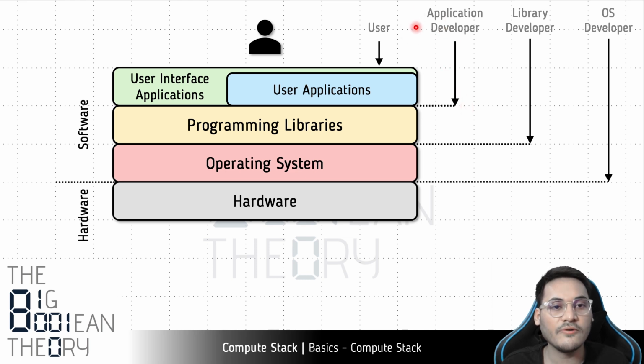So let us talk about the first one, that is the application developer. The application developer is responsible for writing these user applications, and they write their programs over the programming interface that is exposed by the libraries. All of us start our software development journey as an application developer, and the majority of development that goes out there is at this level, the application developers who are writing user applications to solve some computing problem for the user.